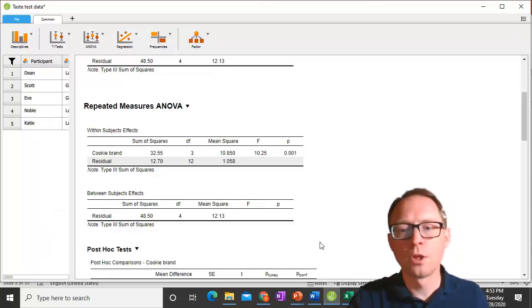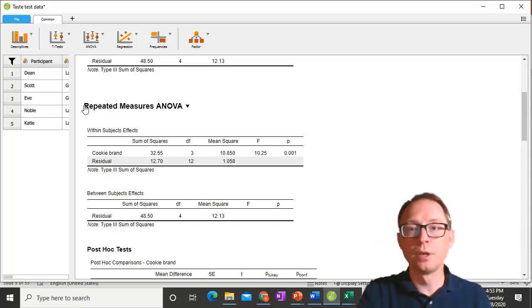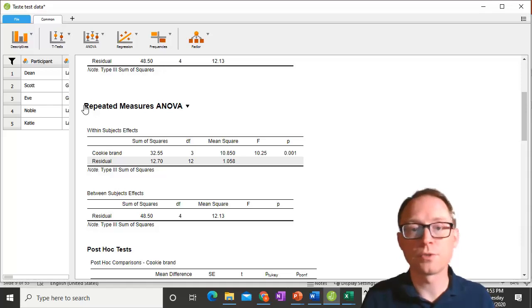The reason why I'm going to show you on JASP is because it's just easier to see. This is a particular kind of one-way analysis of variance. It's a repeated measures. Because it's the same person repeating the measure, we can't just run the normal analysis of variance, which would be an independent groups analysis of variance, right?